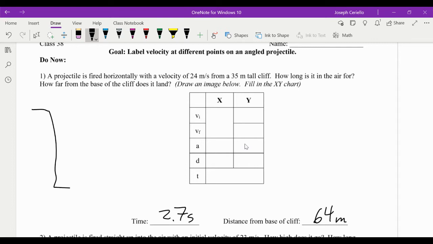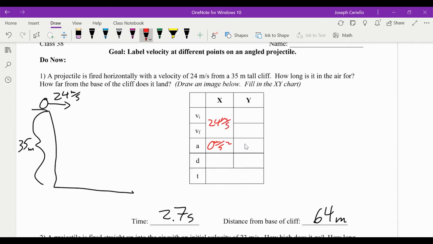So here is my cliff. That cliff is 35 meters tall, and it's fired at 24 meters per second. All right, so we have a ton of information here to start. So let's start in the x direction. We always know that our x acceleration is 0 meters per second squared because there's no force in the horizontal direction after it's launched. Our velocity in the x direction is 24, and it doesn't change. Distance in the x direction we don't know, and time for the x direction we don't know either.